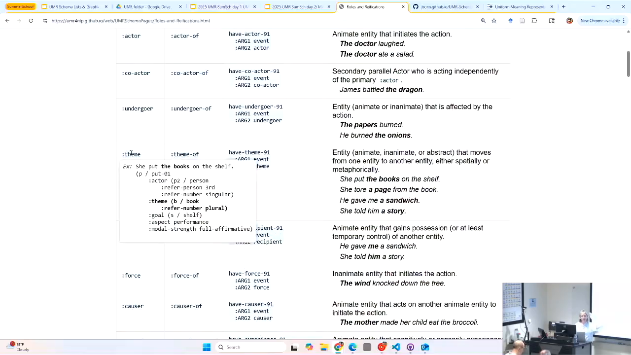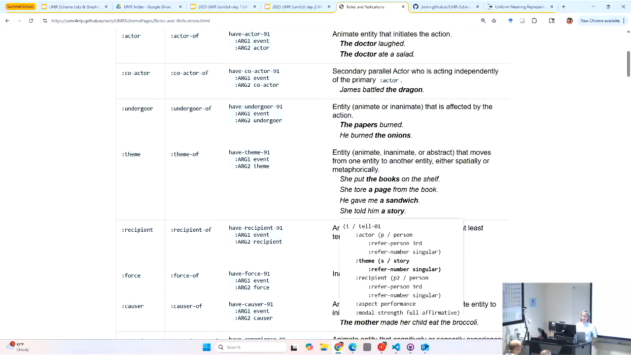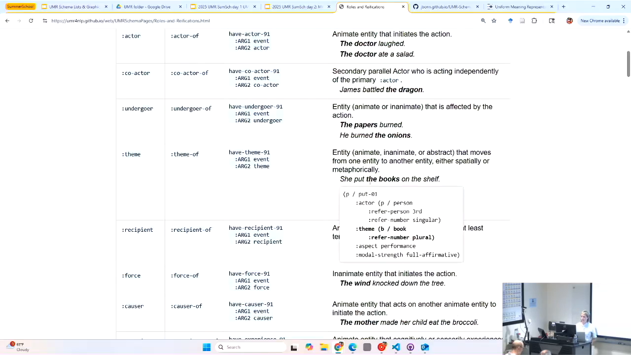Theme gets used a lot. There was some disagreement originally that it was maybe supposed to be purely a motion, a thing in motion, but it doesn't have to be a thing in motion. She told him a story. The story is going to be the theme. Yeah, and please go back and look at these graphs for examples.